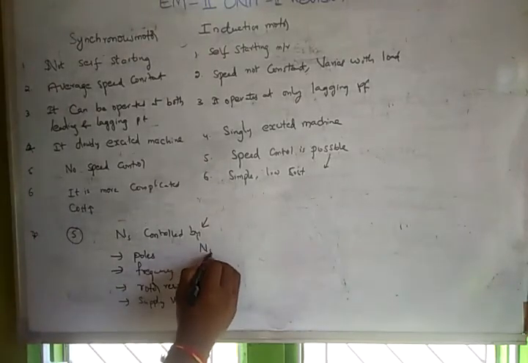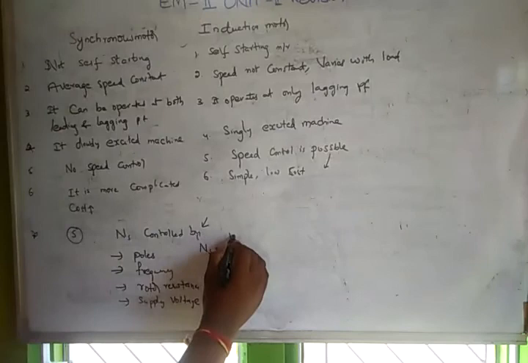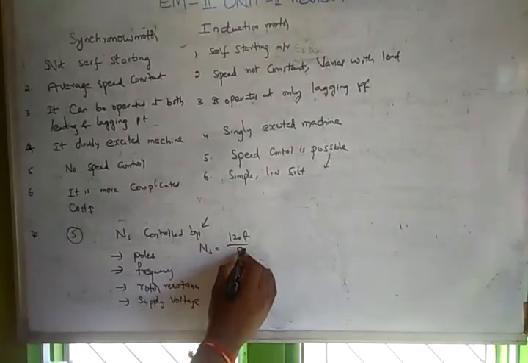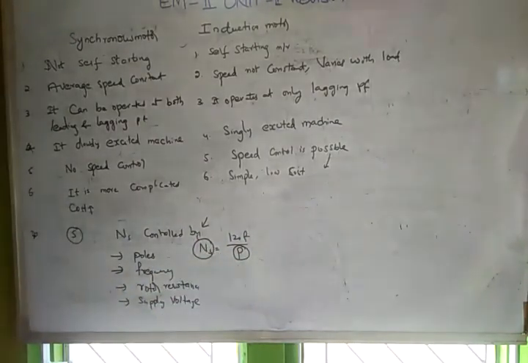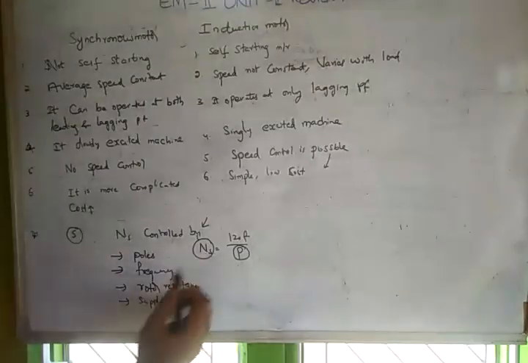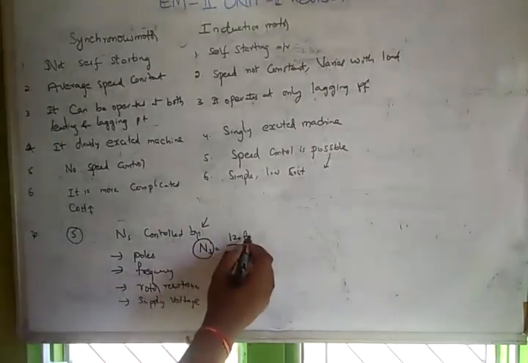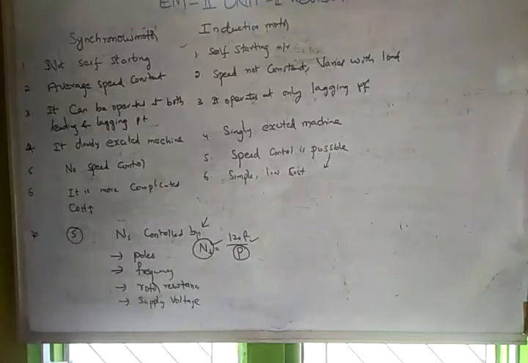If poles are controlled, Ns is equal to 120 f by P. So poles and speed are inversely proportional. If poles are increased, the speed decreases. In the manufacturing of the induction motor the poles are fixed, and once fixed, they cannot be changed. So the number of poles is inversely proportional to the speed of the induction motor, while the frequency is directly proportional to speed. If the frequency increases, the stator speed increases.